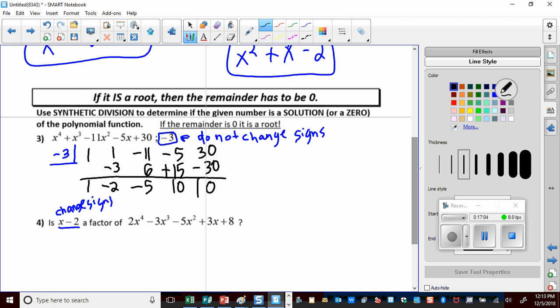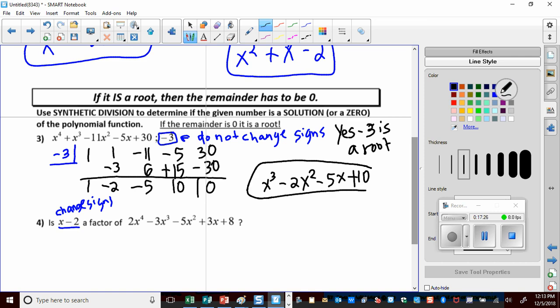So this is a root. So yes, -3 is a root. And the result of this is x cubed minus 2x squared minus 5x plus 10 with no remainder. Final answer.